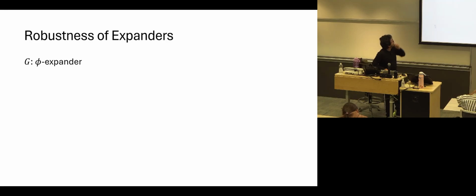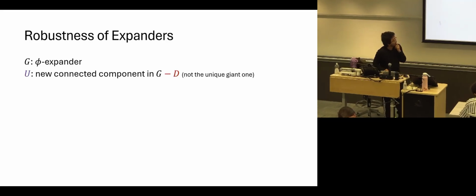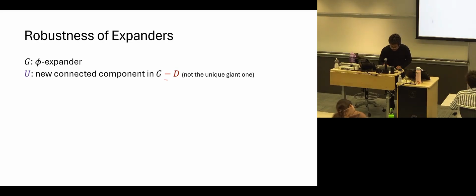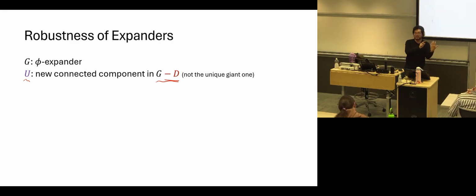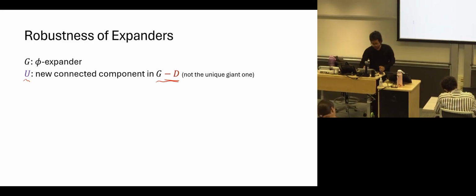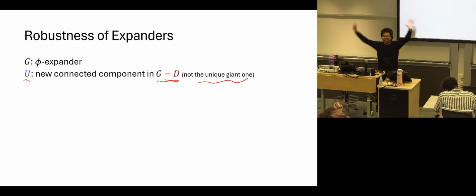Let's say that G is a phi expander, and let's say that I delete some edge set D from G, and let U be a new connected component. You delete something from the graph, so some part got split from the graph. Let that be U. U is not the giant, large part; it's something that's split out of the graph.